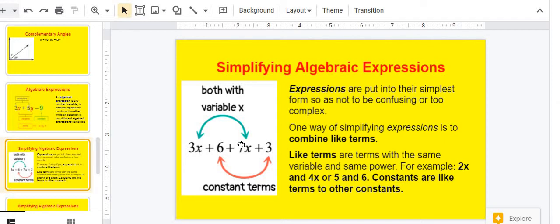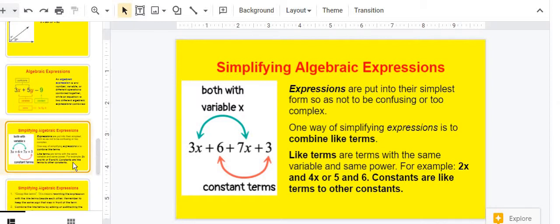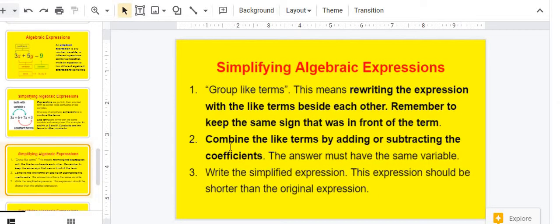Any number multiplied by 1, so remember the coefficient is being multiplied by the variable. If we put a coefficient of 1, we're multiplying that variable by 1, and we would still get the same variable. That is why putting a coefficient of 1 in front of a variable does not change the variable, or putting a power of 1 on a variable does not change the variable either. So 3x and 7x are like terms, and the constant terms can be combined as well. So 6 and 3 can be combined. This is what we mean by combining like terms.